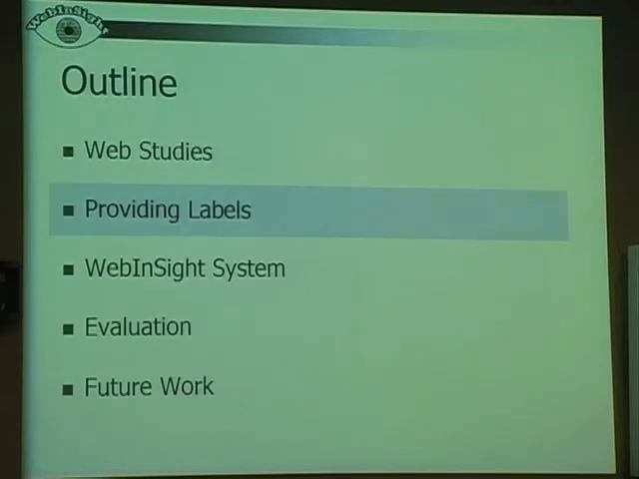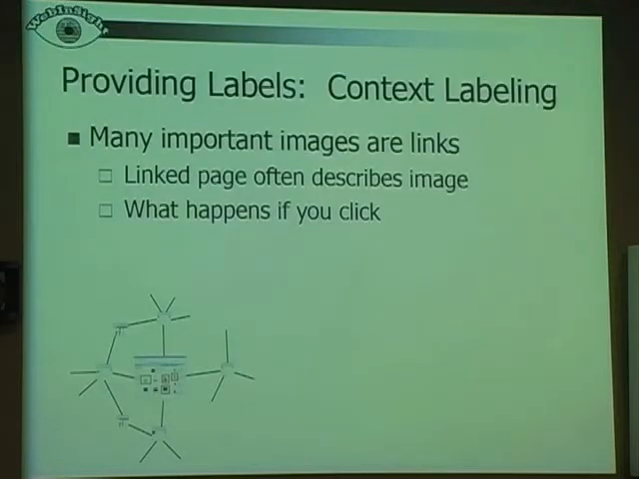So what about providing labels? Well, we have three ways that we've thought about. One is context labeling. If we know something about the image nearby, or the image is clickable and we can go to another page, the title of that page is probably good alternative text. Any image with a link is important, and it's often described by the title of the page. So we call that context labeling.